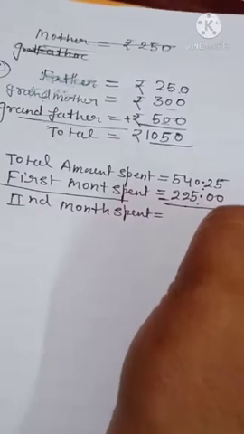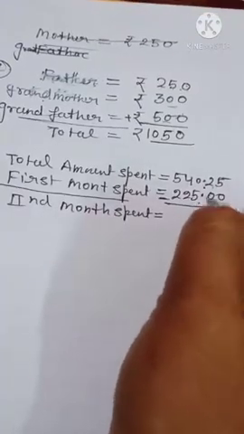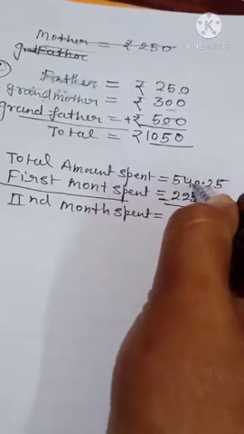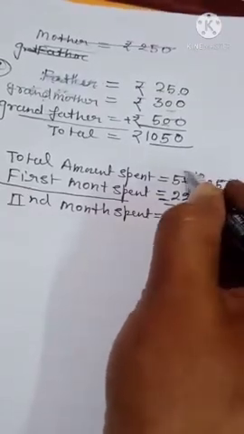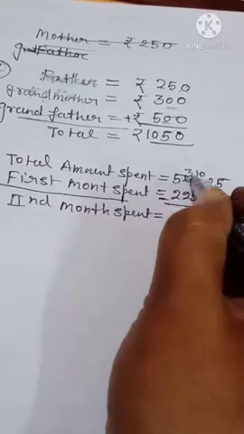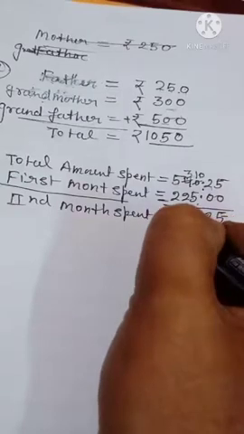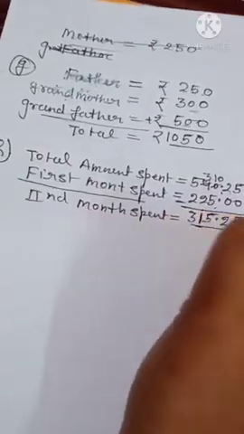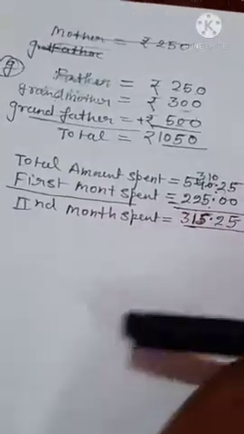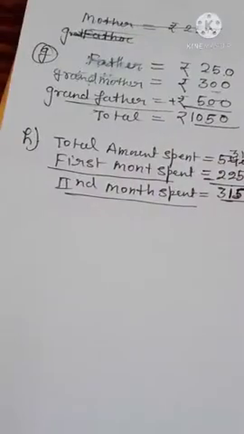5 minus 0 is 5, 2 minus 0 is 2. Here from 0, 5 cannot be subtracted, so take a borrow here. It will become 10. This will be 3 now. 10 minus 5 is 5, 3 minus 2 is 1, and 5 minus 2 is 3. Rupees 315.25 he has spent in the second month, and this will be your answer.